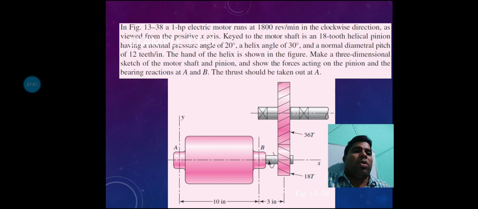The large gear has a total of 36 teeth, and the small gear, the pinion, has 18 teeth. The distance between point B and the gear is equal to 3 inches.